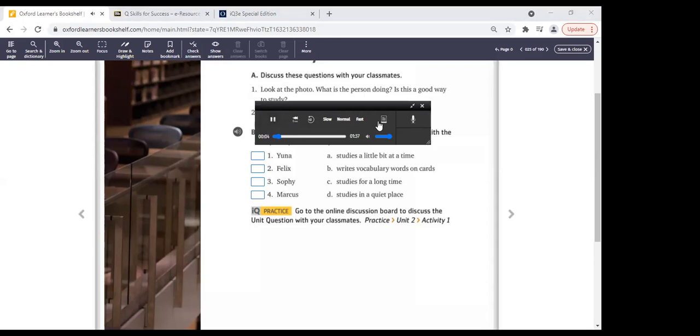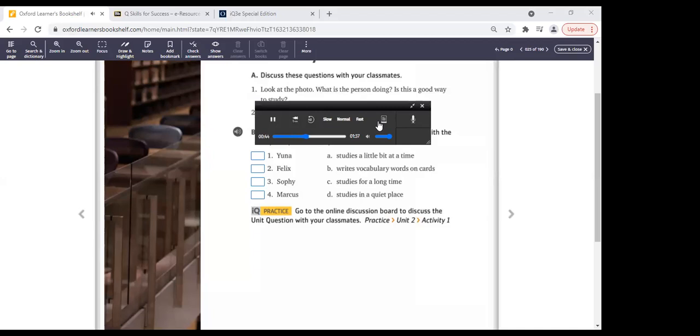Cognitive Science, the Q Classroom. Here we are at Unit 2. The unit question is, what is the best way to study? Una, what do you think is the best way to study? I think it's important to study in a quiet place. I always turn off my phone. Okay, so quiet is very important. Felix, what do you think? I don't agree. I study with the TV on. I think it's important to study a little bit at a time.